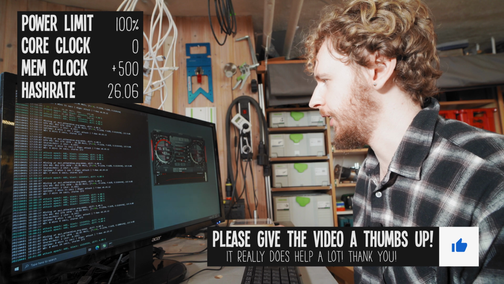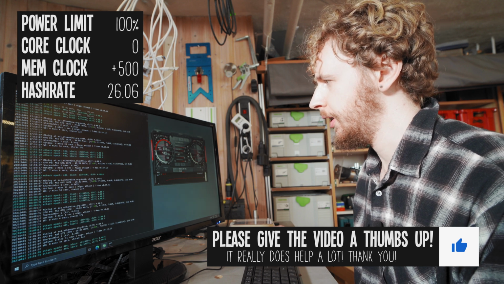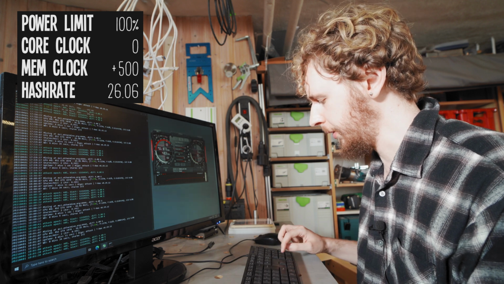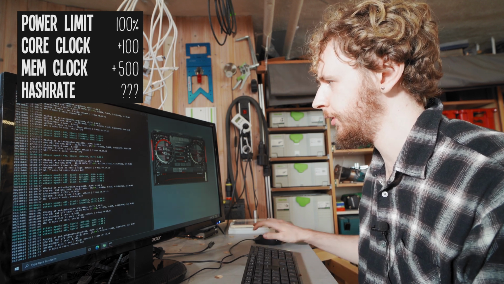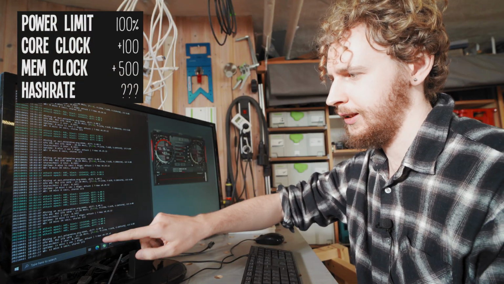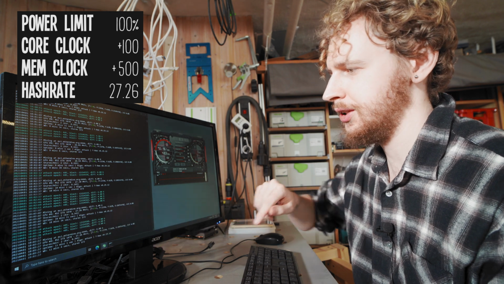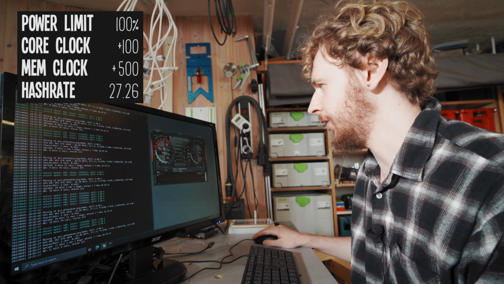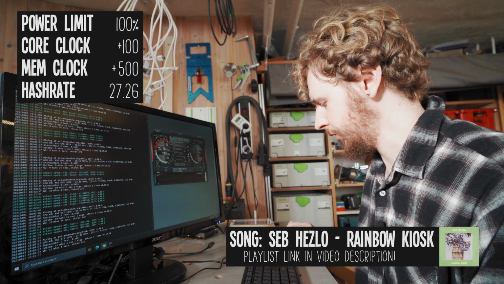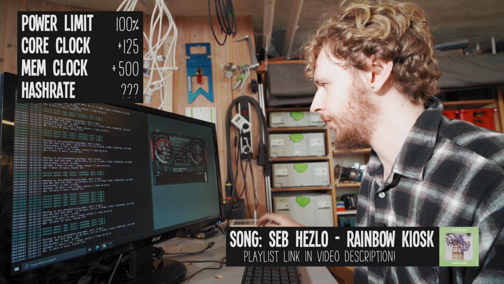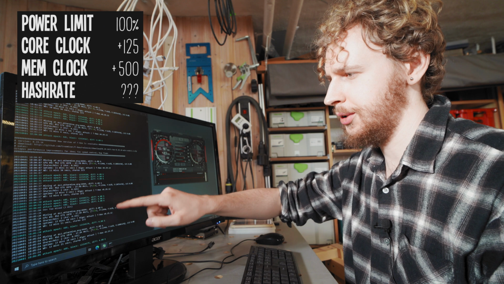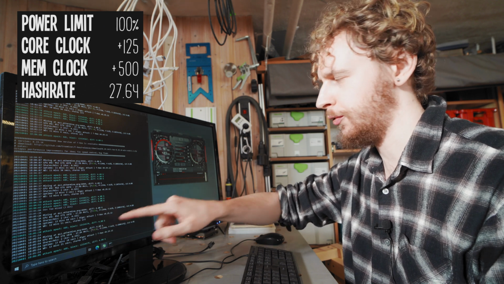So I'm just gonna leave our memory clock there for now, and I'm going to move on to our core clock instead. So I'm gonna start by doing quite a big jump to +100, and we'll see what happens from there. All right, so we seem to have settled in at 27.26 mega hash a second. So what I'm gonna do is I'm gonna start increasing it by smaller increments now. So I'm going to go to 125 on our core clock, apply that, and we'll see where that settles in at. All right, so it seems that we've settled at around 27.64 mega hash a second.